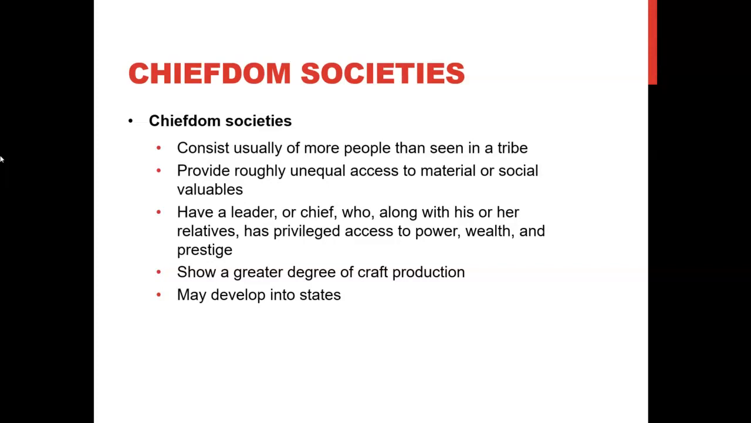And like I said, I know I gave a very basic example, right? Where if we catch, let's say we have 1,000 people, we catch 1,000 fish, the king or the queen and their family get, you know, like 100 fish off the bat, right? Something like that. Okay. Show a greater degree of craft production.